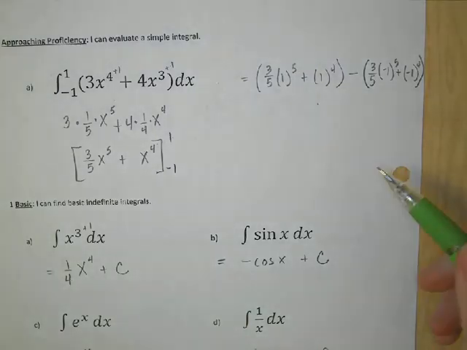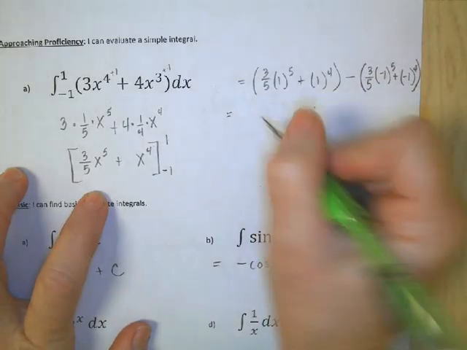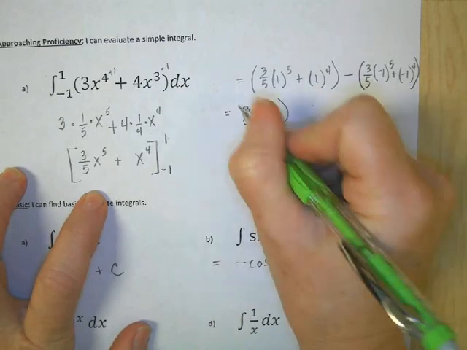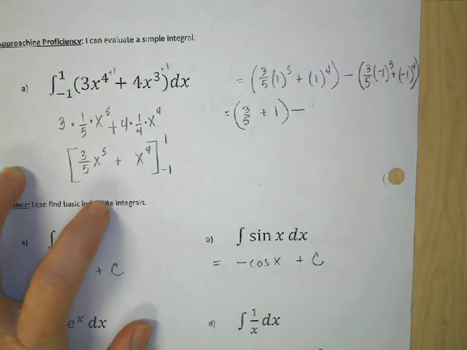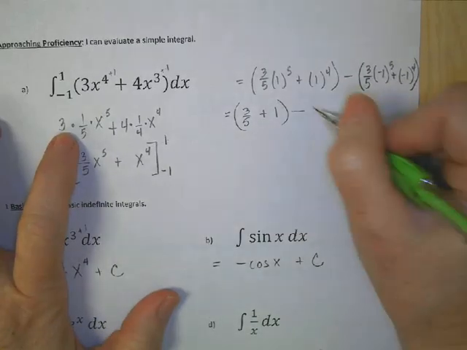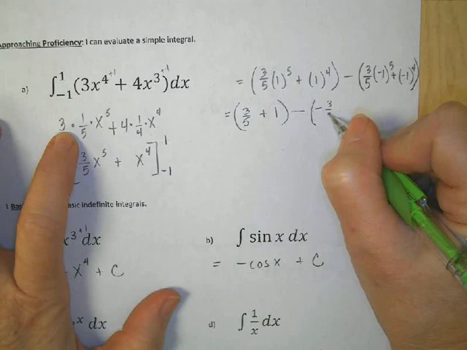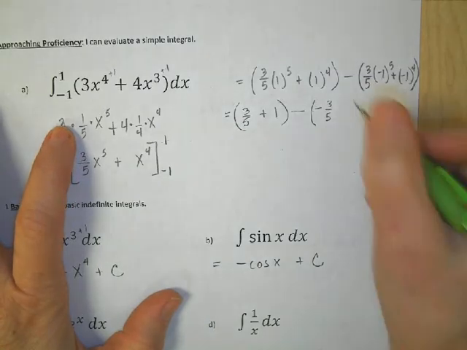All right, let's simplify this. 1 to the 5th is just 1. So I'm left with 3/5 plus 1 to the 4th is 1. Minus over here, -1 to the 5th. Okay, be careful on this. When you take a negative and multiply it out 5 times, you're going to end up with a negative. So this is going to give me -1 times 3/5, which is -3/5. -1 to the 4th, when you multiply a negative number by itself 4 times, it turns positive. So that's going to be +1.